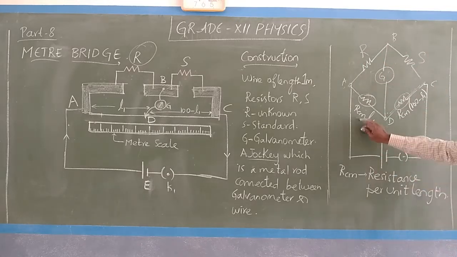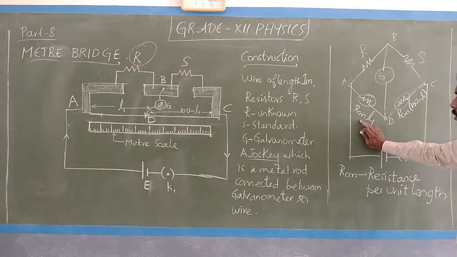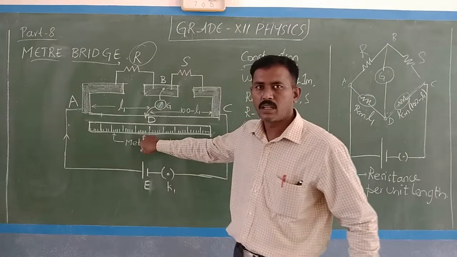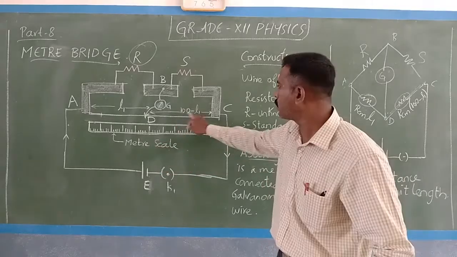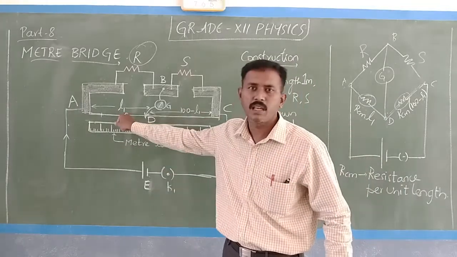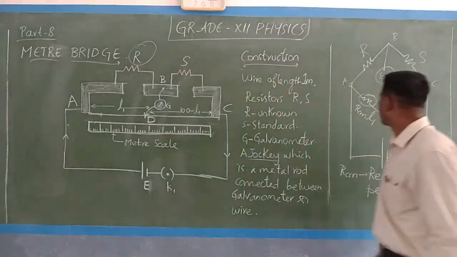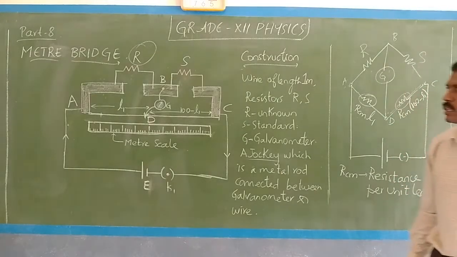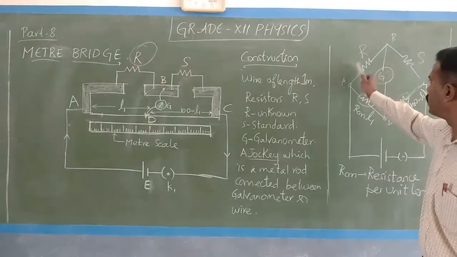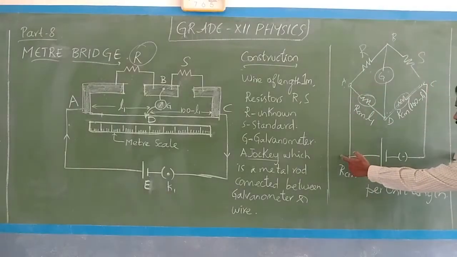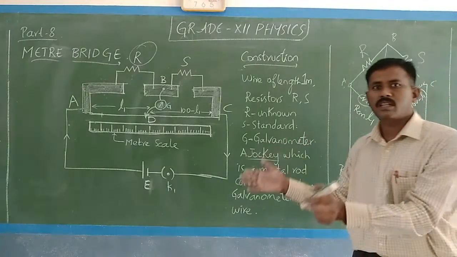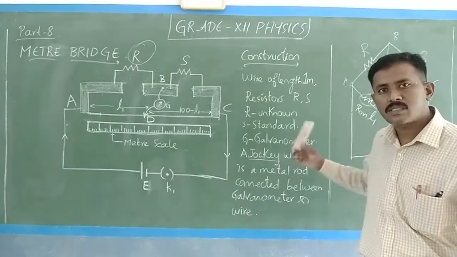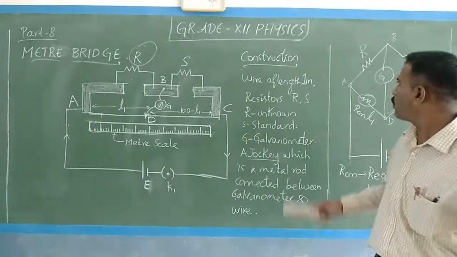So now this RCM is a known value, and L1 is the length that can be measured using this meter scale, and 100 minus L1 can be found using the L1 value. Then S is a standard known resistor. If we connect an unknown resistor, this meter bridge is an analogous arrangement of the Wheatstone bridge. Clear? Using this, we can find the value of R.